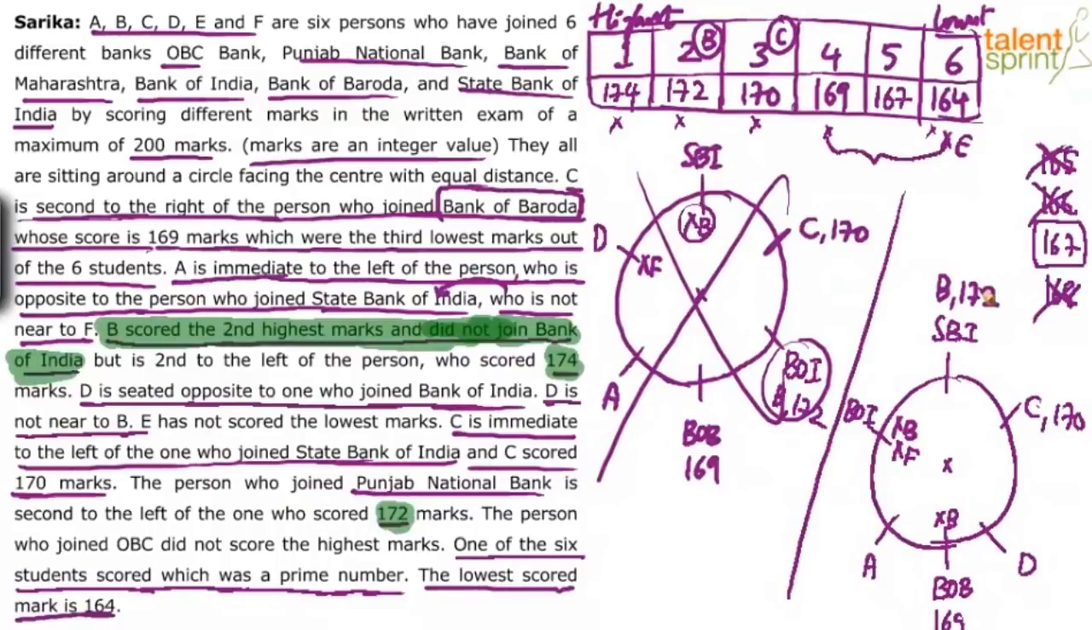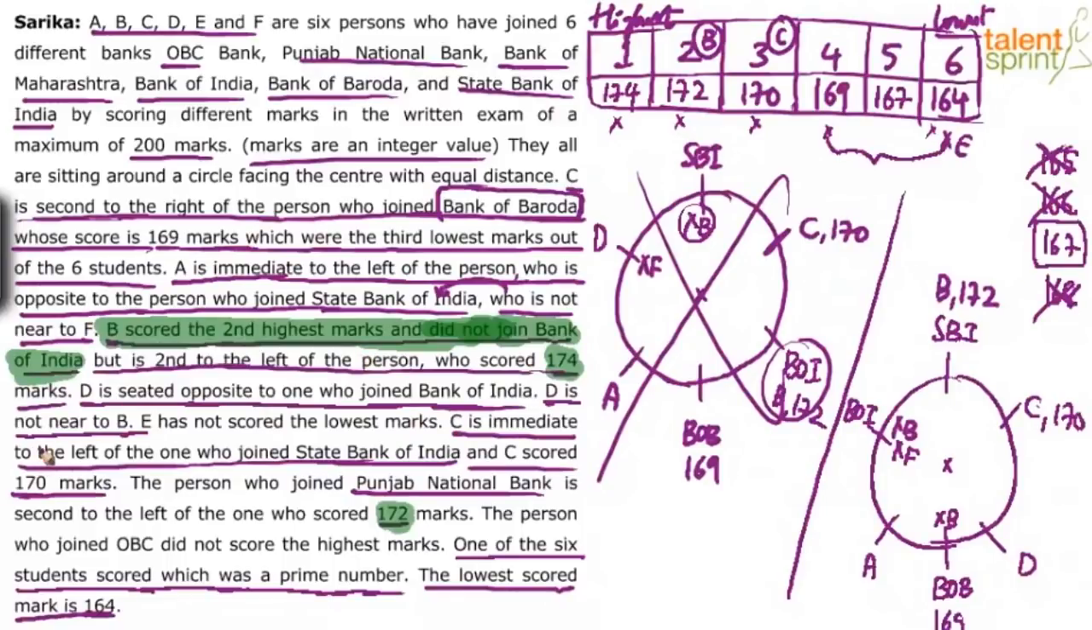Done. Now if you observe, we don't have to worry about the first case now, only focus on the second case. It says B is second to the left of the person who scored 174 marks. Now B refers to the first person, right? So B is second to the left of 174. Going by what we have discussed earlier, 174 will be second to the right of B.